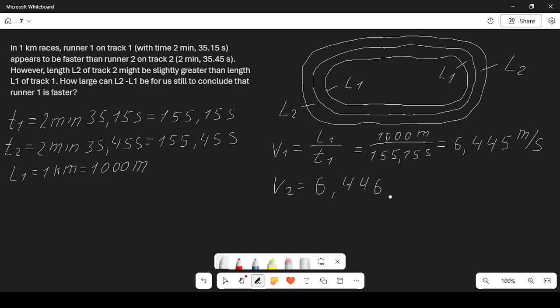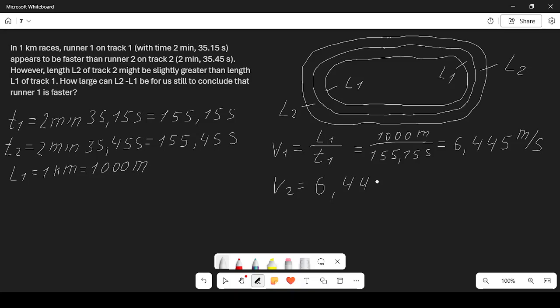If runner number 2 has speed 6.446 meters per second, what does it mean? It means that runner number 2 is faster than runner number 1. He has bigger speed, a little bit, but bigger. So it's not the case.